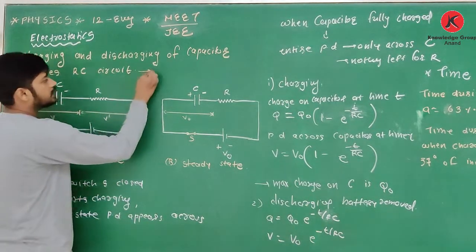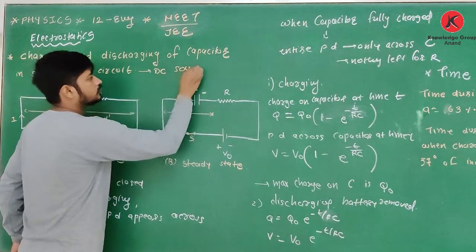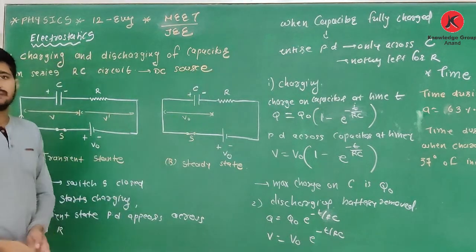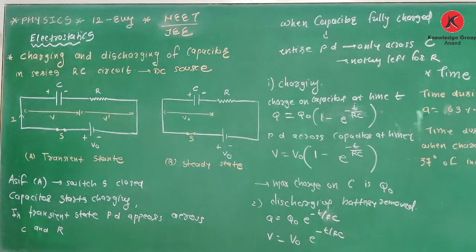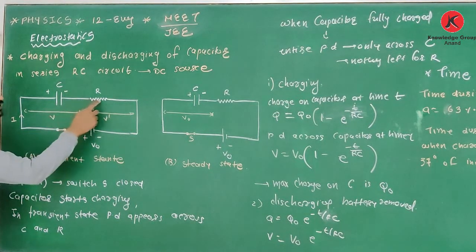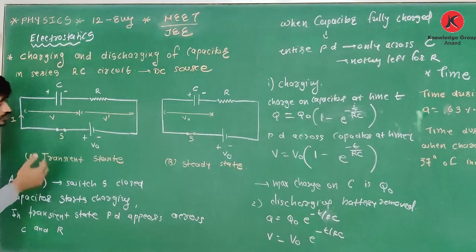This battery means it is a DC source. What happens when it is connected with an AC source? That we will see in alternating current, AC. So here, see, one capacitor is connected with a resistor, with this battery, and it is switched.